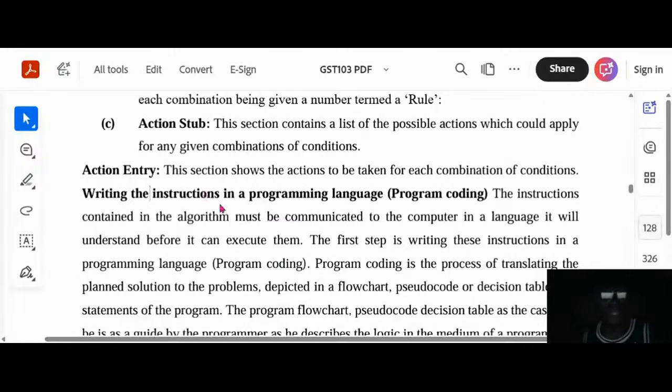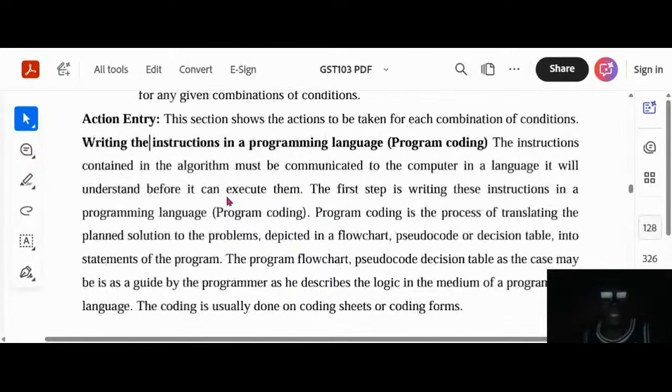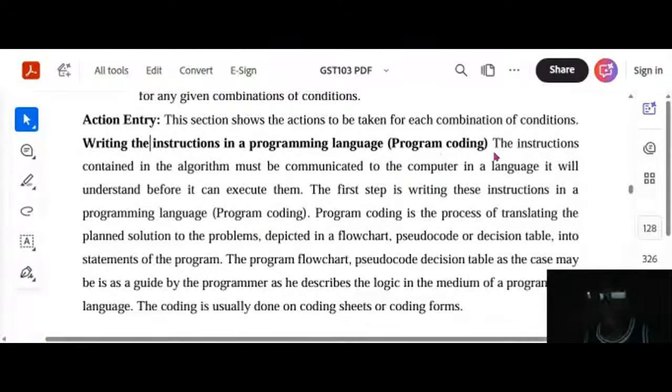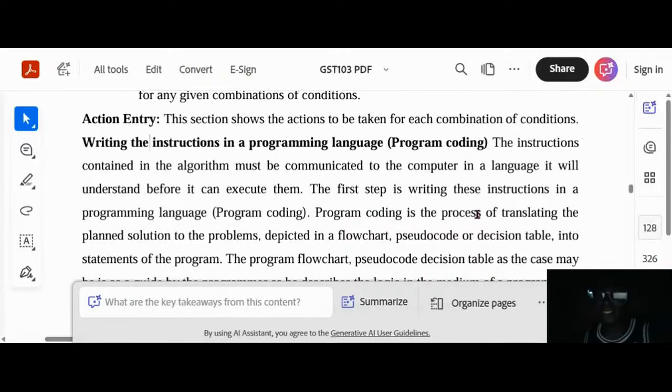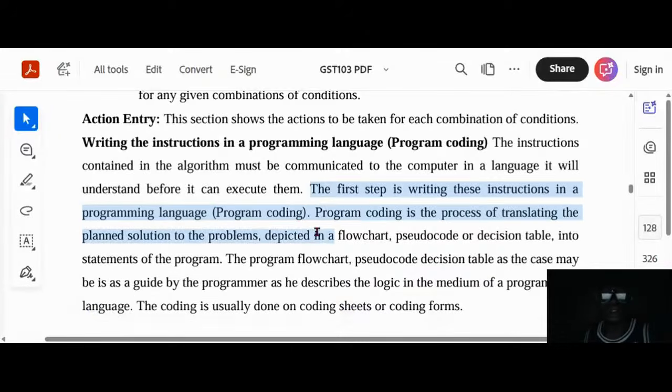All right, let's read the last part and move from this place. Writing the instructions in a programming language, which is program coding. The instruction contained in the algorithm must be communicated to the computer in a language it will understand before it can act. The first step in writing this instruction is the programming language, which is also known as the program coding.